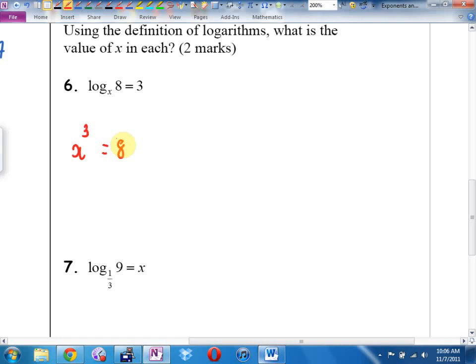What's the answer? 2. Now, what if you didn't know the answer? How do I get rid of a cubed? How do I get rid of a squared? Square root. How do I get rid of a cubed? So if you didn't know the answer, cube root both sides. But here, I'm just going to jump straight down to saying, hey, x equals 2. I guess 1 mark for that, 1 mark for the answer.